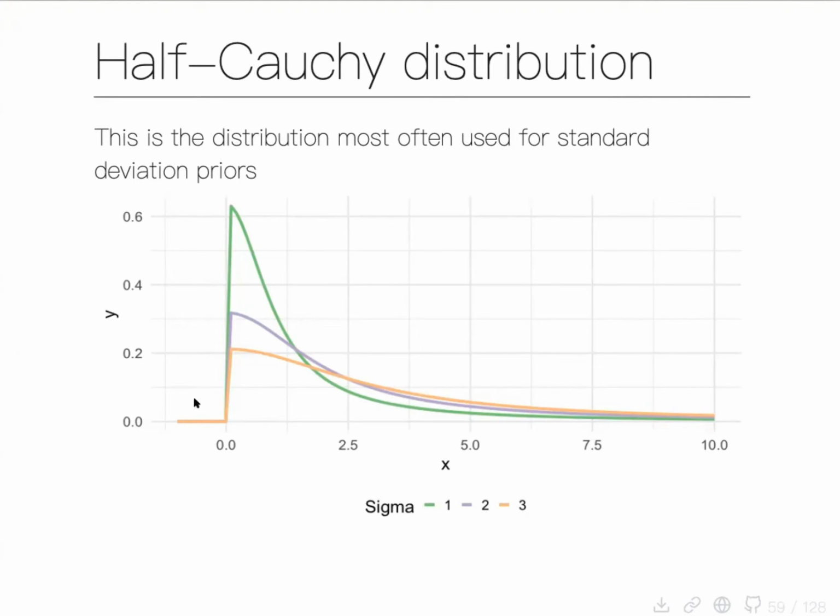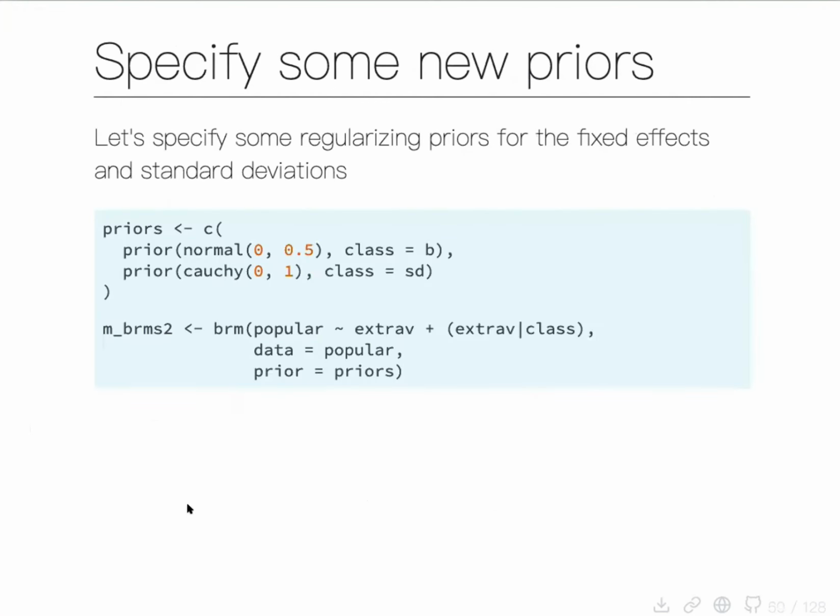So with the standard deviation and other random effects, you use this, I think it's pronounced Cauchy distribution. And so this is like a half Cauchy distribution where everything less than 0 is nothing. There's no probability density, but above that, you have different values of that. So this is 3 different values. That's probably the most common for that.